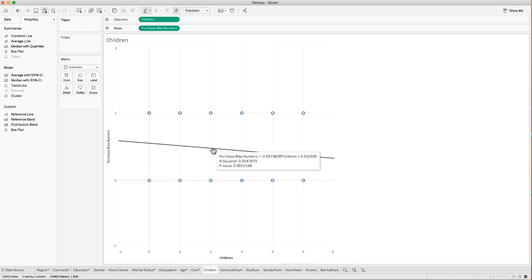Anyway, let me hover over this. Yep, very small p-value. That's enough that I'm going to star it because it's below 0.05. That means that angle of that line is statistically significant. So I'm going to note that as a potentially useful variable.